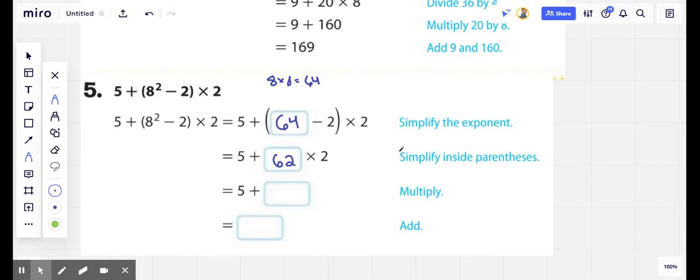Okay, simplify inside the parentheses. That's what we just did. Next, we have to multiply. So we're going to multiply 62 times 2. And so 2 times 2 is 4, and then 2 times 6 is 12. Okay, then finally we get to add 5 plus 124, which would equal 129.